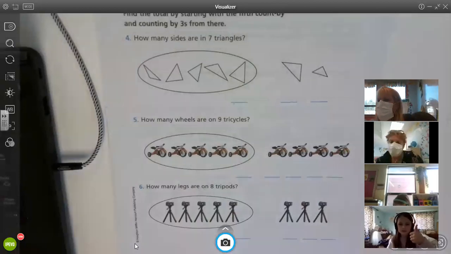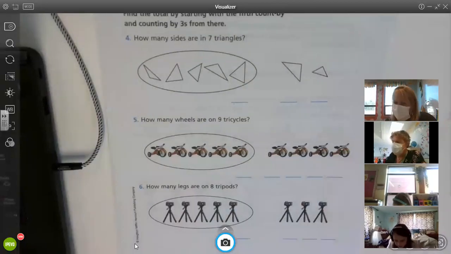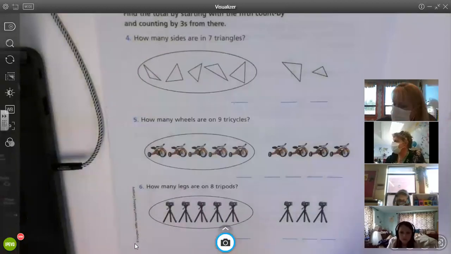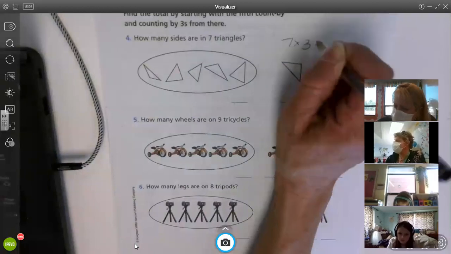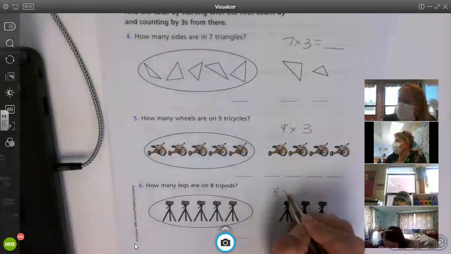Evie, can I see that you're doing your work, please? I've already finished. Go write the equations then. Okay. If you have finished, add the equations. I want to see the equations. So for this one, it's 47. So this is 7 times 3 equals what? This is 9 times 3, and you've got 8 times 3. I want to know the answers.